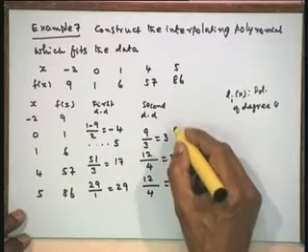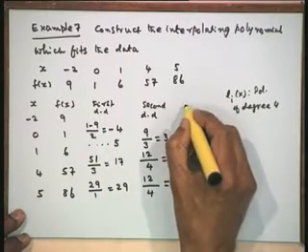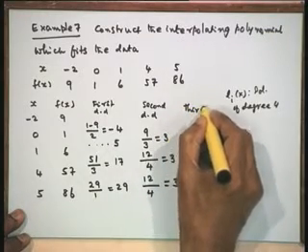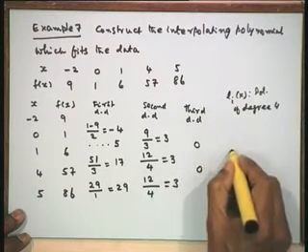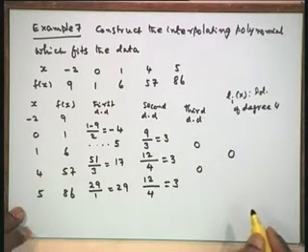Now, the second divided differences have come out to be all constant and the same. Therefore, the third and higher order divided differences will be 0, 0, and the fourth divided difference will also be 0.